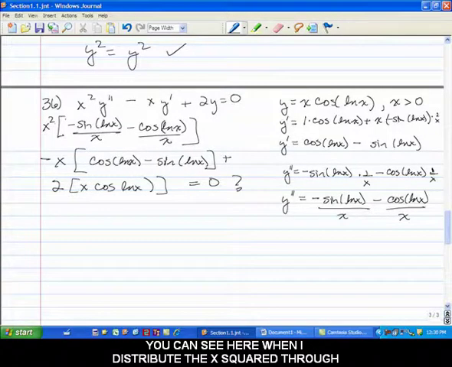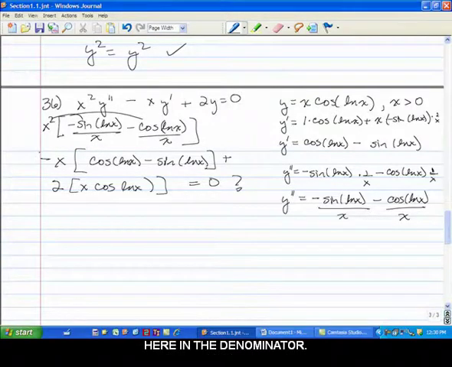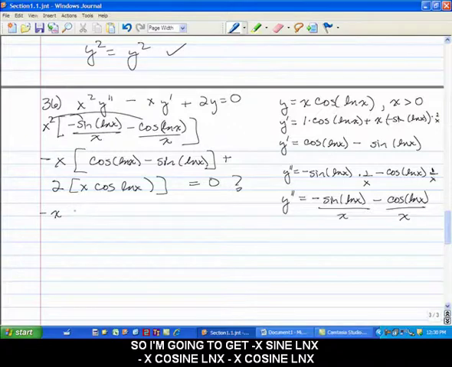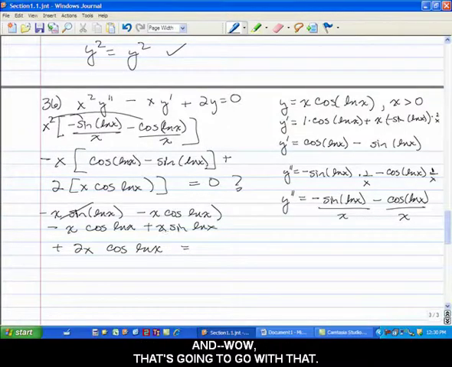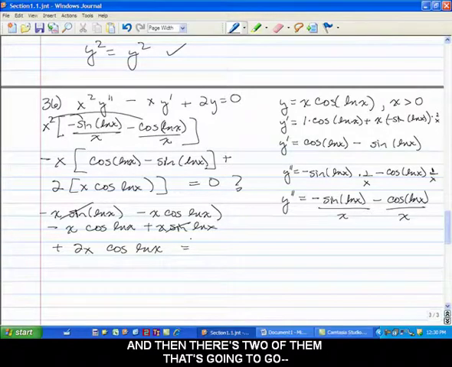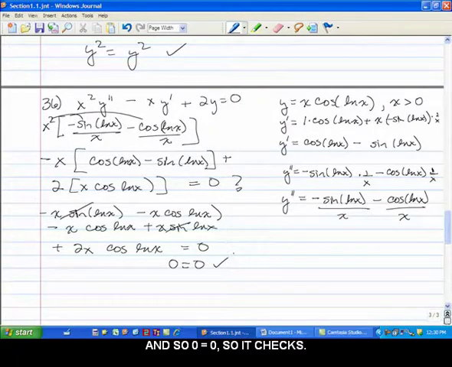You can see here when I distribute the x squared through that some of these x's will cancel down here in the denominator. So I'm going to get negative x sine ln x minus x cosine ln x minus x cosine ln x plus x sine ln x plus 2x cosine ln x. And wow, that's going to go with that. And then there's 2 of them. That's going to go. And so 0 equals 0, so it checks.